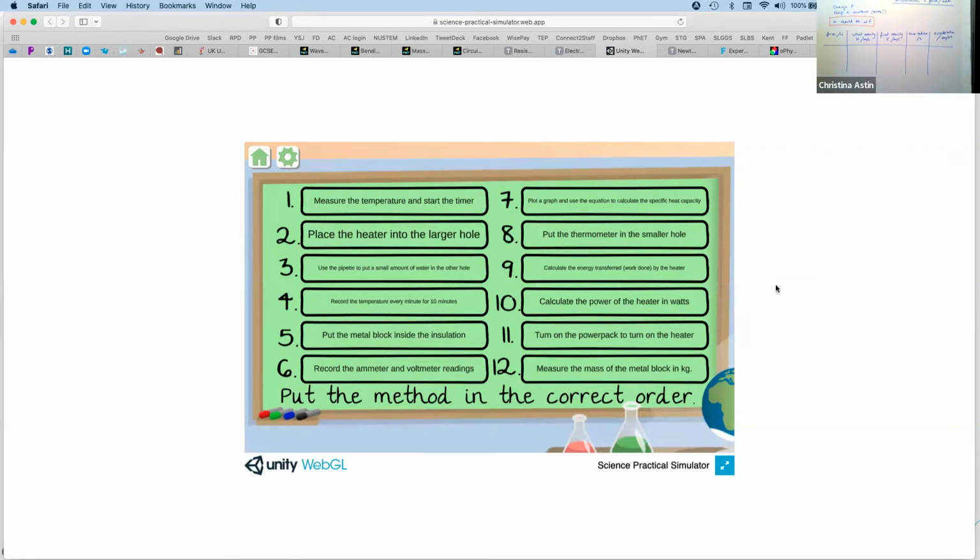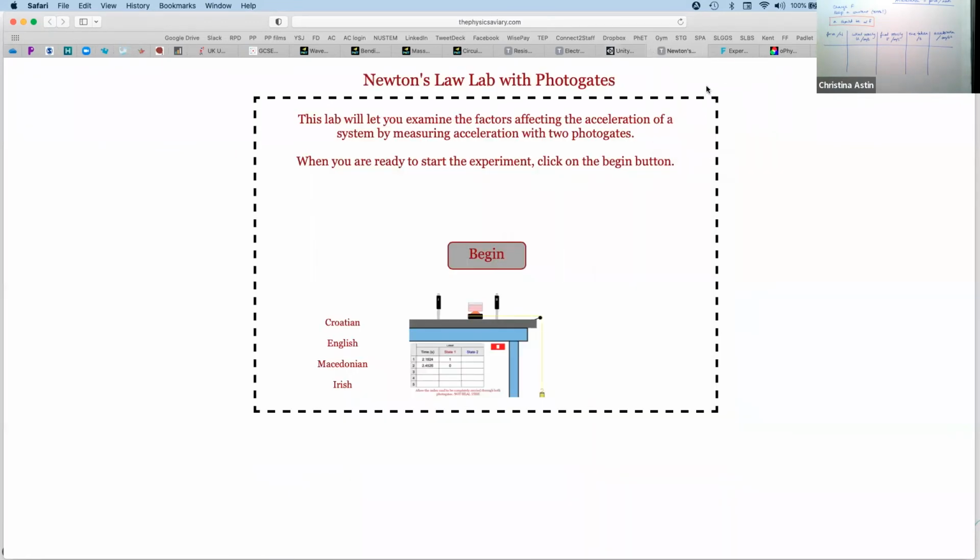So that's Science Practical Simulator, it's called, and I really do recommend it. It's great. Very good, that one, isn't it? For the price, if you get all of those other ones as well, it's very good. Absolutely. Now, time is moving on, so I'm going to do a couple more simulations, and then if you've got any questions, do let me know.